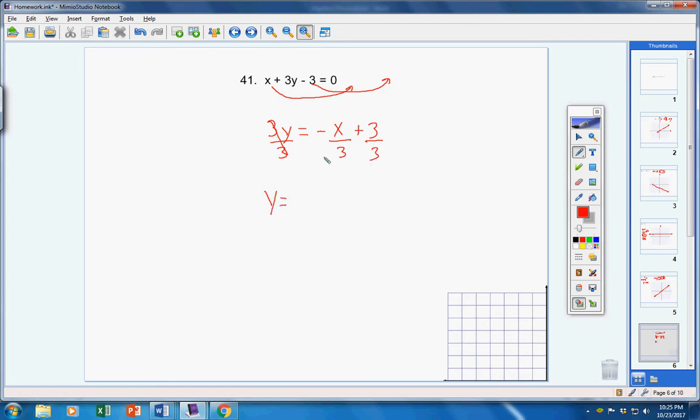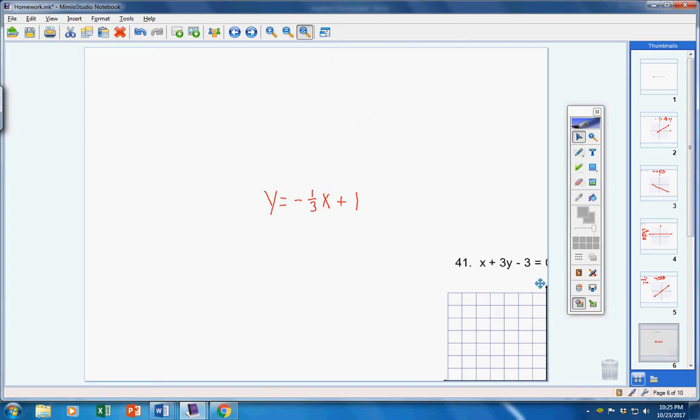Y equals, now watch this, be careful, there's a 1 here. A negative divided by a positive is negative, and 1 divided by 3 is 1/3. Okay? Positive over positive is positive, and 3 over 3 is 1. So, I took this equation here and rewrote it in slope-intercept form. In other words, I got y all by itself. Okay? So, step 1 is finished.